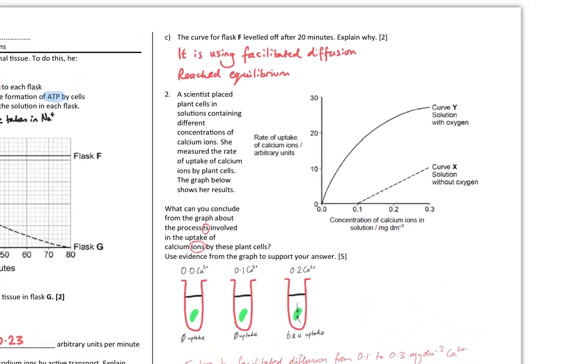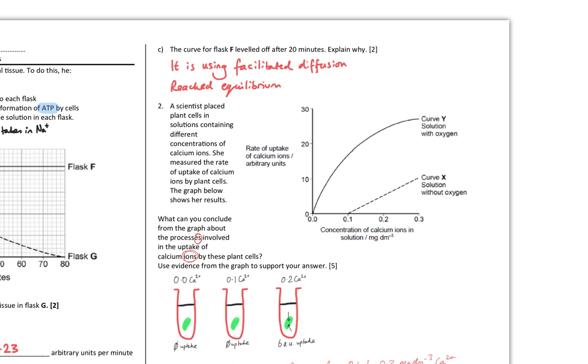And then on to C. Flask F, it leveled off after 20 minutes. Explain why. Well, again, I've kind of preempted it. It's using facilitated diffusion. It's reached equilibrium. No more is coming in. It's reached that equilibrium.